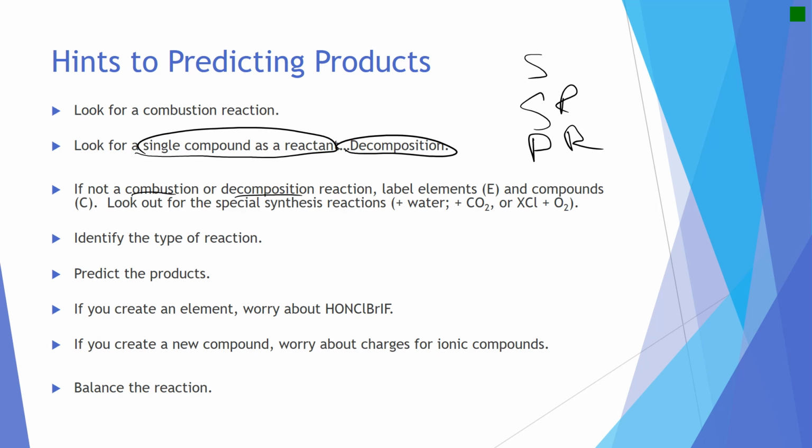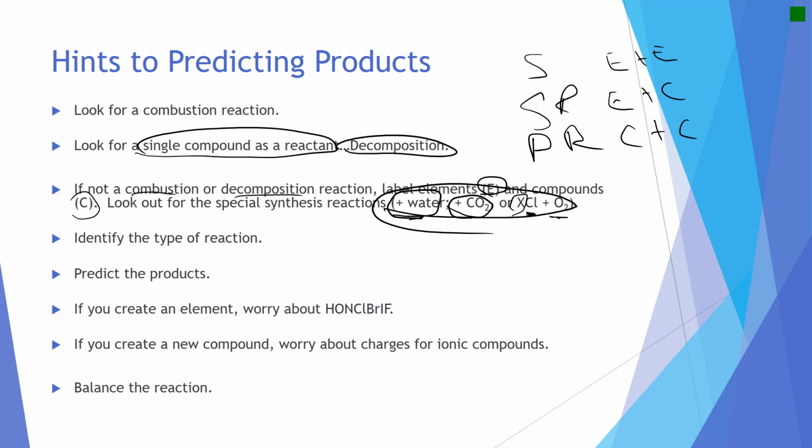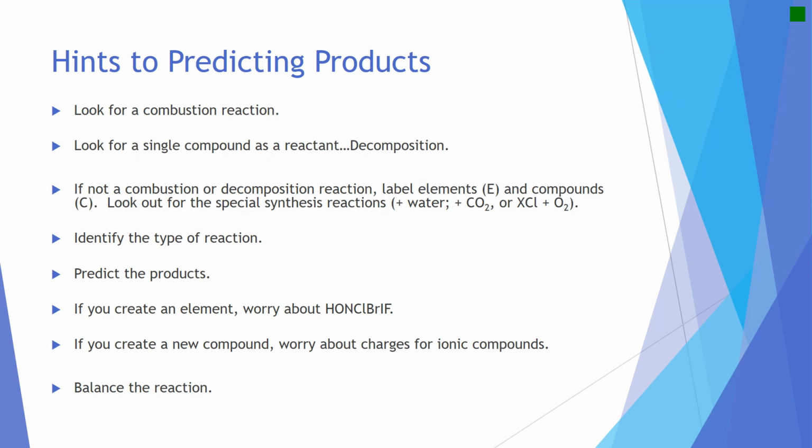So what I would recommend is you label in your heads elements and compounds. If it's two elements, it's guaranteed to be a synthesis. If it's an element plus a compound, it might be a single replacement. And if it's a compound plus a compound, it's most likely going to be a double replacement. There are some exceptions though. If you ever have something plus water, plus carbon dioxide, or a metal chloride plus oxygen, you are actually going to have a special synthesis reaction. So look out for those three. Okay, so water, carbon dioxide, and chloride plus oxygen.